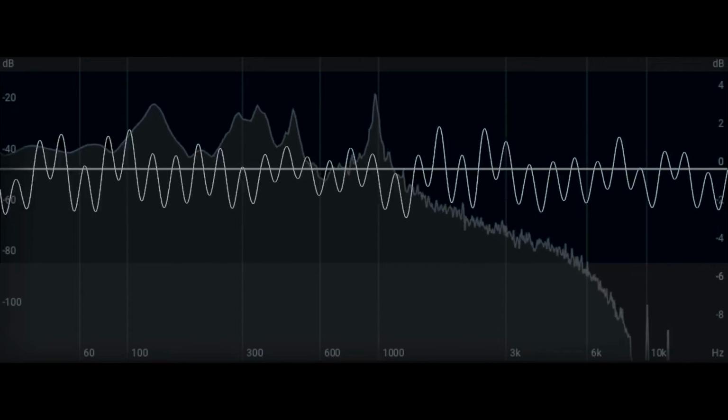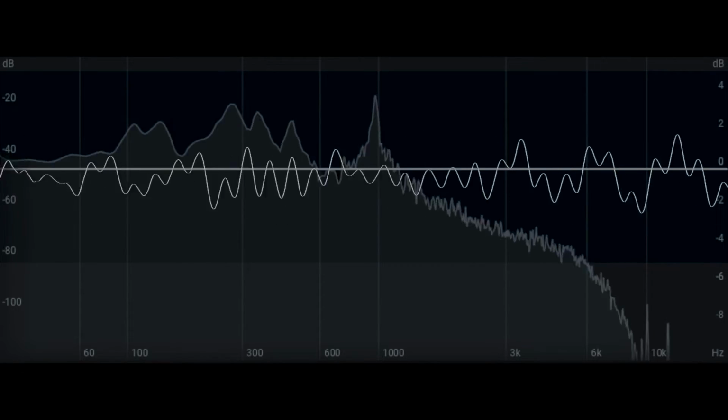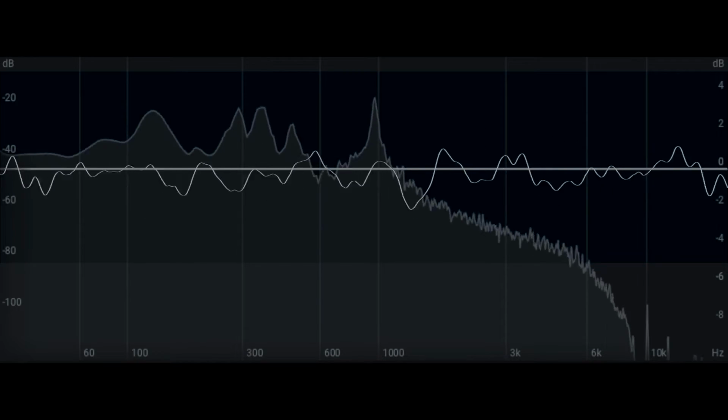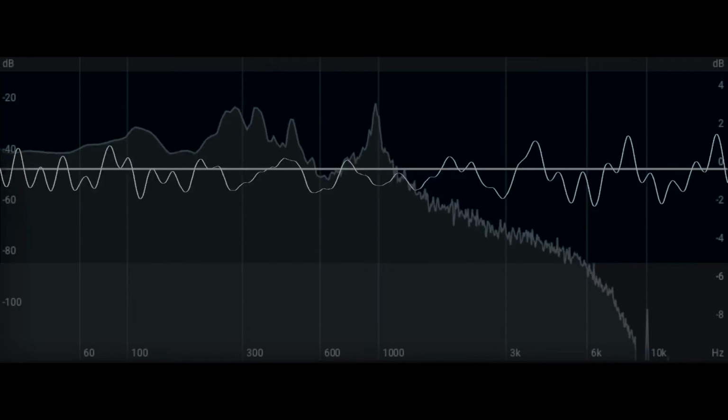The higher-pitched whistling that you're hearing is the hydrogen atoms of the molecule, and the lower-pitched tones are coming from the carbon-carbon bonds.